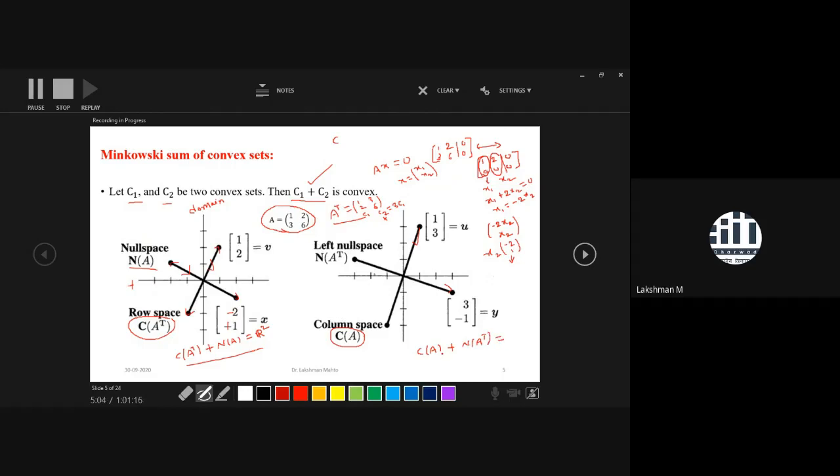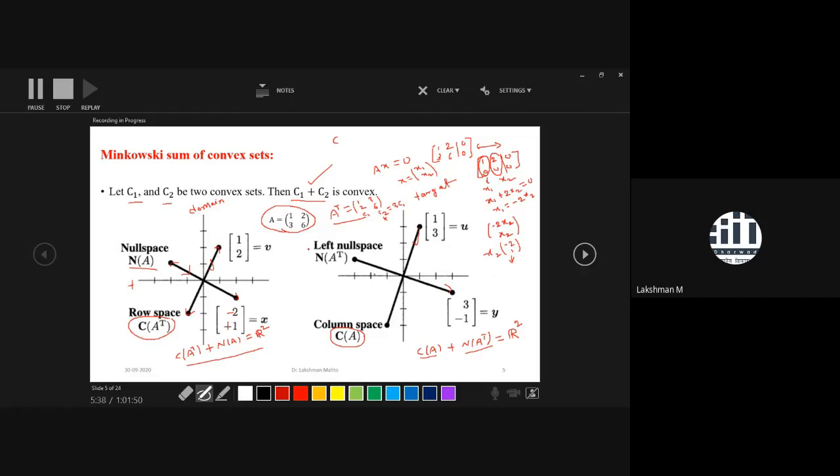So here, column space of A plus null space of A transpose equals your codomain space or target space, which is also R2. This is a very ideal example I have taken. So this you can say is the target space. Here, column space you can call the reachable set, and null space of A transpose you can call the non-reachable set. So that is the concept of Minkowski sum.